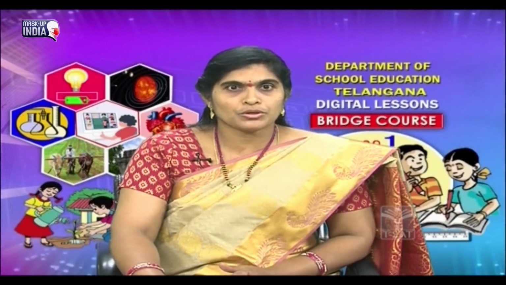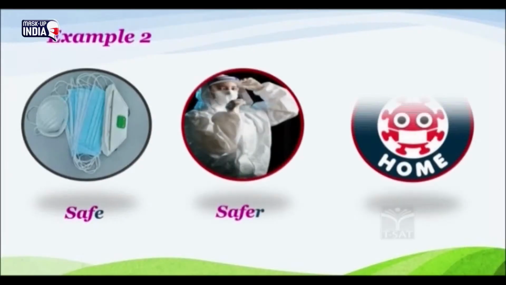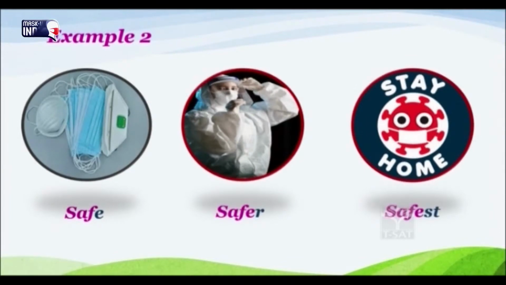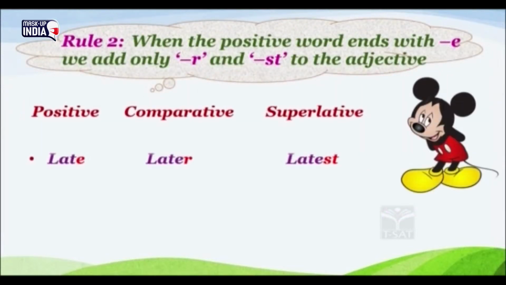Here, I will show you some of the pictures. Just identify and observe the pictures carefully and read the words written below the pictures. I hope you all have observed and identified well. Very good, children. You are absolutely right. Here the word ends with the letter E. So this is our rule number 2: when the positive word ends with the letter E, we add only the letters R and ST to the adjective.